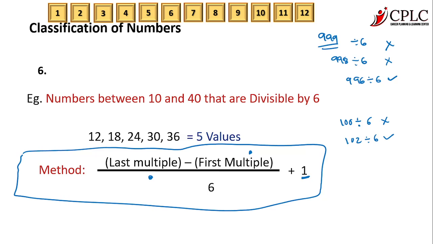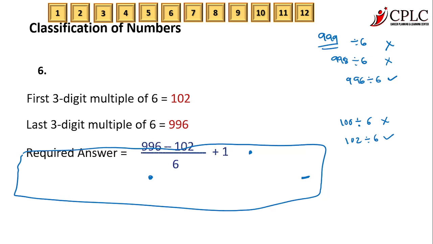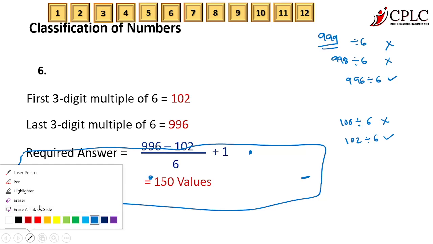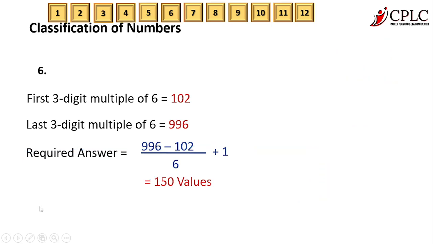Now the only thing left for you to do is substitute the values in the formula, and you get your final answer. This becomes 996 minus 102 is 894, divided by 6 is 149, plus 1, which gives you the answer as 150 values. So this is the way to do that.